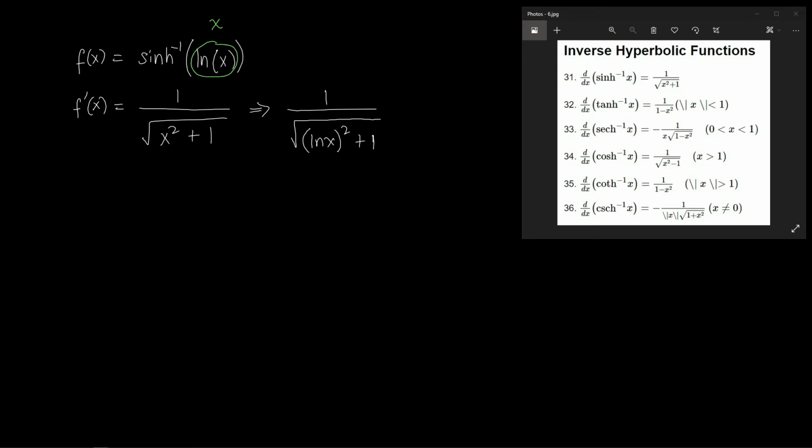Then we still have to derive the inside. So times the derivative of ln, which is 1 over x. The derivative of x is 1, so we stop. So we have the first derivative as 1 over x times the square root of ln squared of x plus 1. Okay?